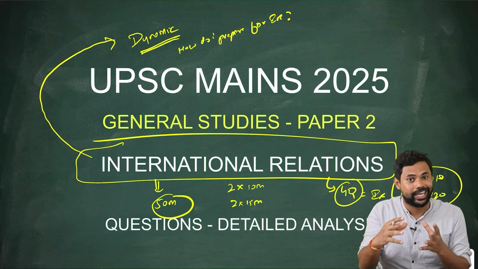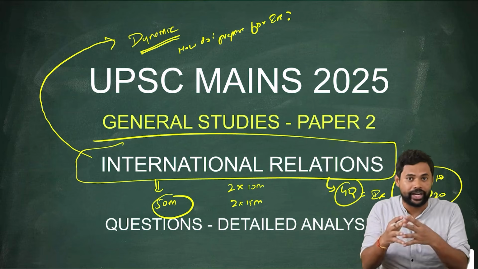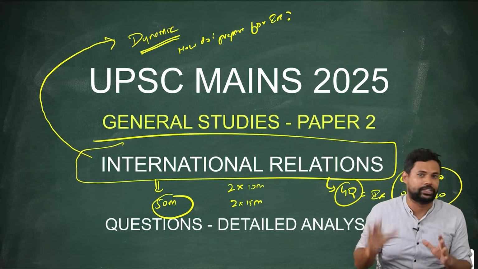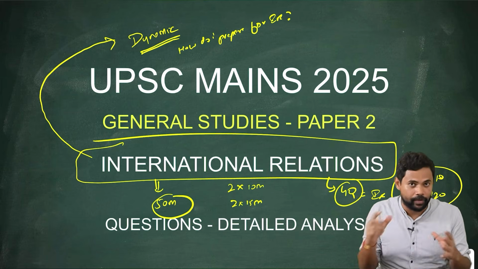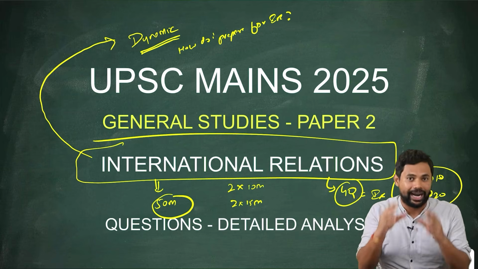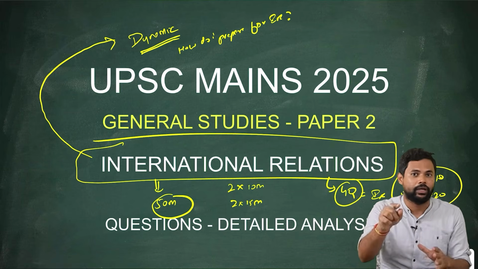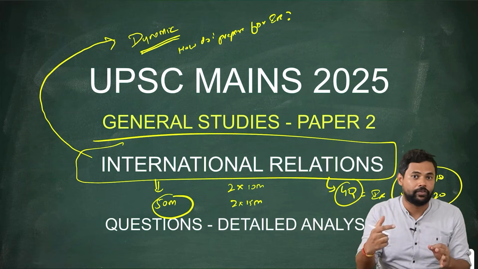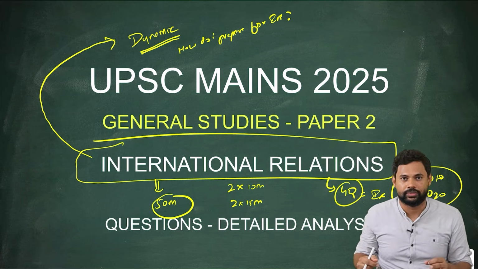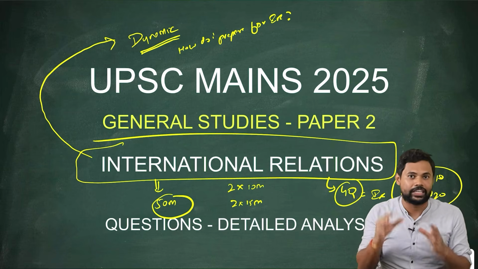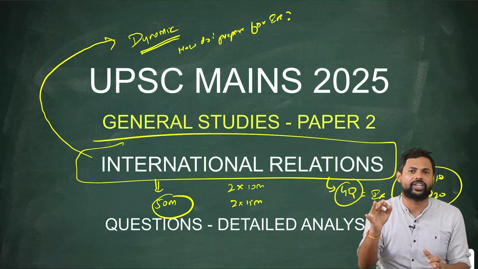Once we understand the changing trends, then we will try to create a framework how to prepare for international relations. After we prepare the framework, then we will go into individual questions, understand the demand, create a schematic or a structure of how to write the answer. Then we will write the answer together, and that is how we will learn how to bring the keywords and language for international relations.